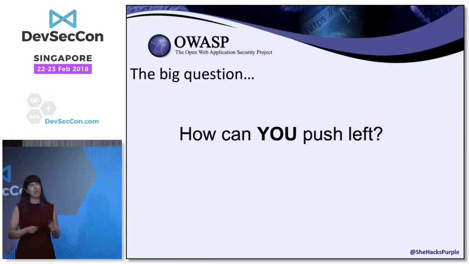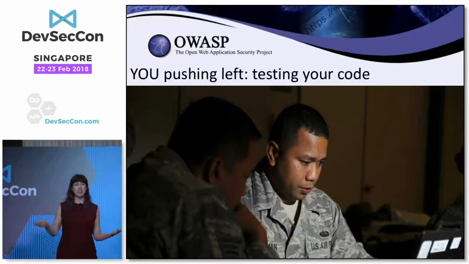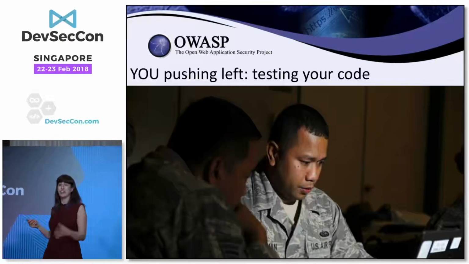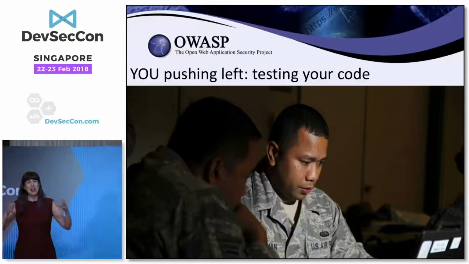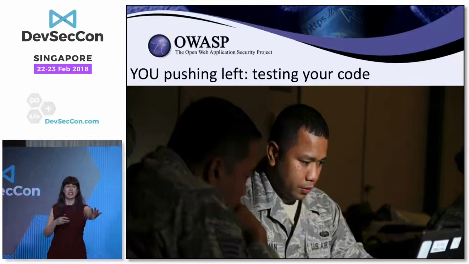So how can we push left? You can test your code. So if you're on the security team, you can test code. If you're a developer, you can test code. If you're on the security team, you can make sure that there is time in the project for developers to do testing during the development phase, and again at the end.